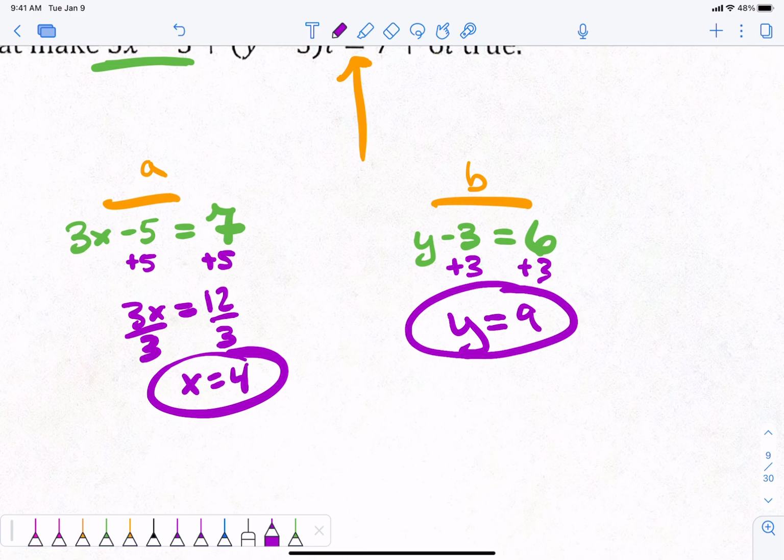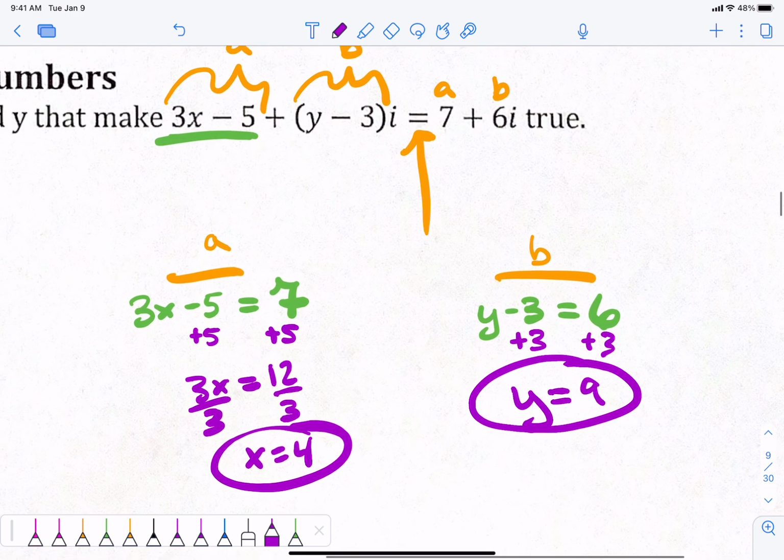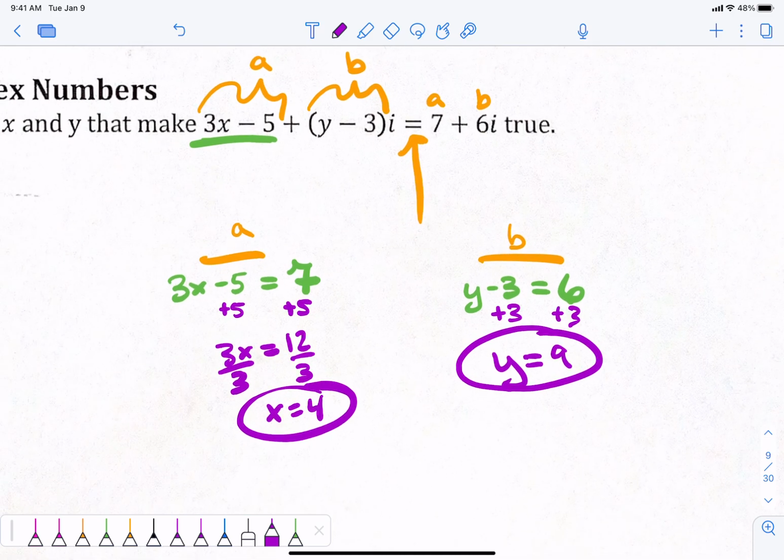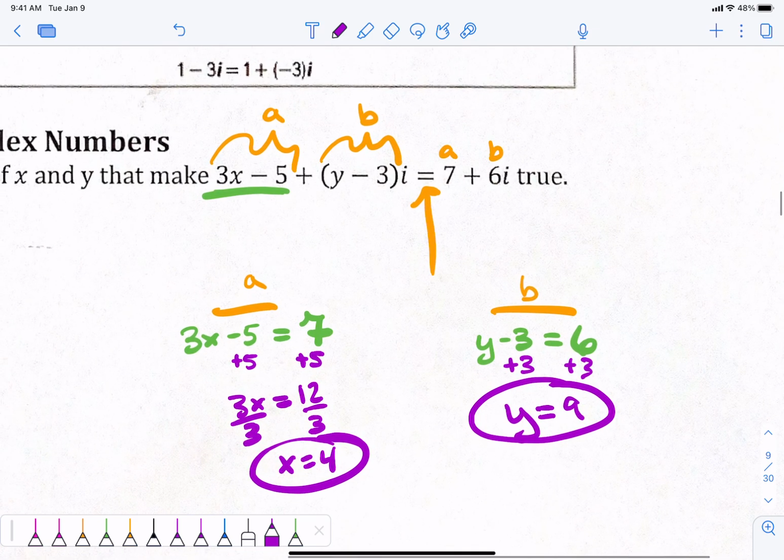You just set the a part equal to the a part and the b part equal to the b part, right? Anything that has an i is a b. Anything that doesn't have an i is an a. The b's were all of the i things, right there and right there. So the b is equal to the b's, and a is equal to the a's. Not too bad.